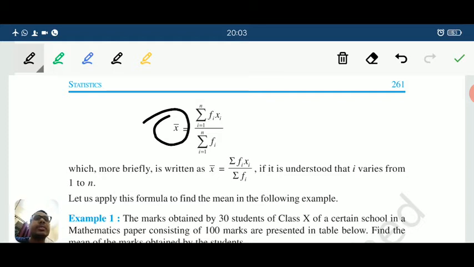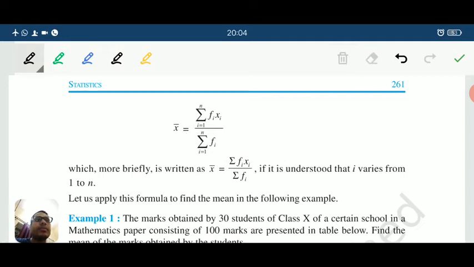So the observations start from the first observation to the nth observation. Similarly, the respective frequencies from 1 to n, and here is fi. So briefly, how do we write it? Sigma of fi xi divided by sigma of fi. This is how we find the mean of ungrouped data, or grouped data.